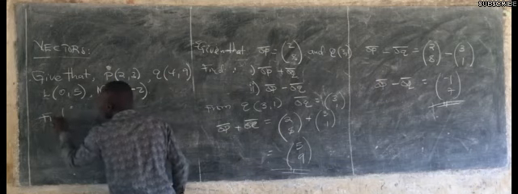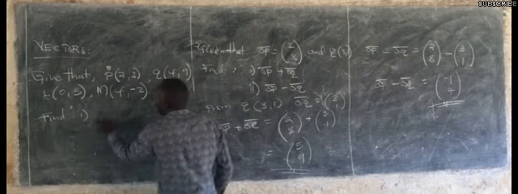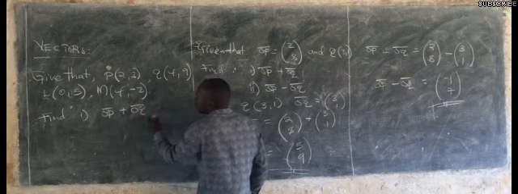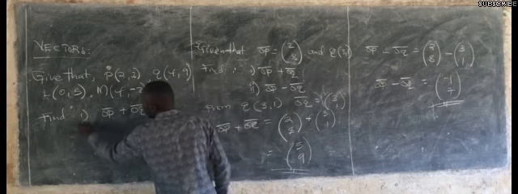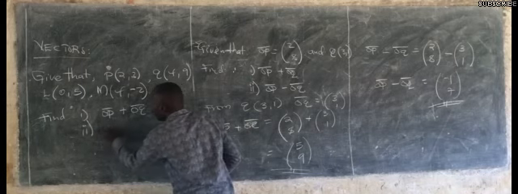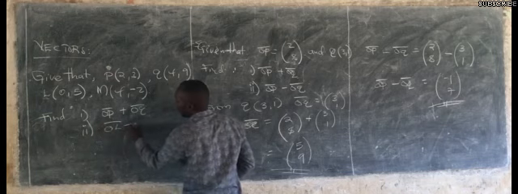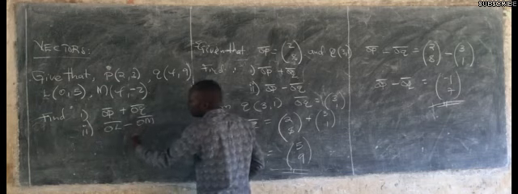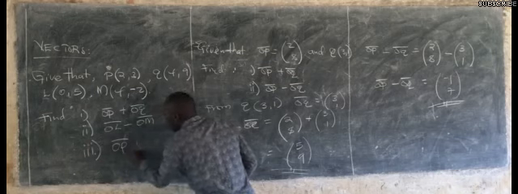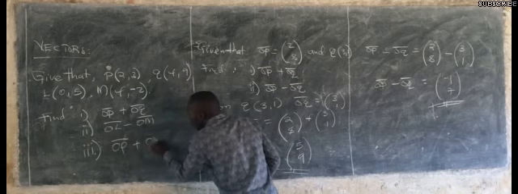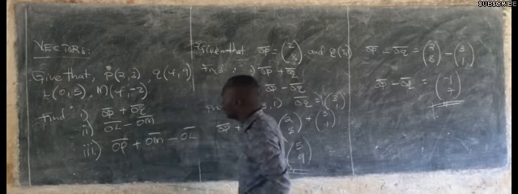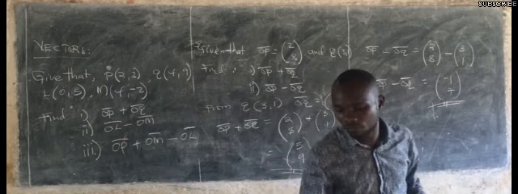And then our questions are going to be very simple. Find Roman 1, OP plus OQ. Roman 2, OL minus OM. Roman 3, OP plus OM minus OL. So we can have these simple numbers for us to do.